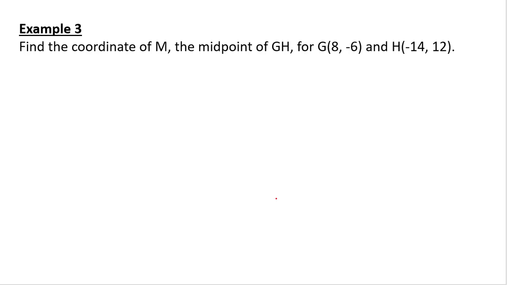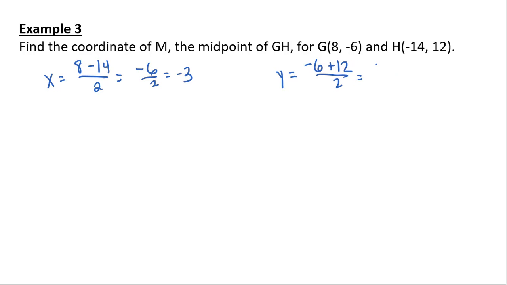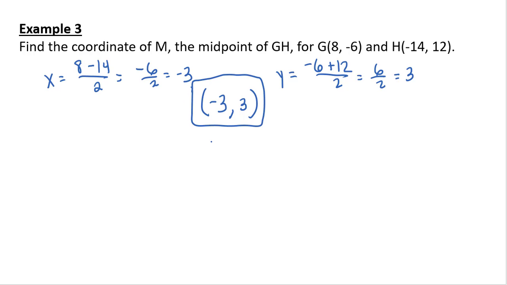Find the coordinate M, the midpoint of GH, for those two. So our midpoint is going to be 8 minus 14 over 2, and that ends up being negative 6 over 2, which is negative 3. The y coordinate is negative 6 plus 12 over 2. That's going to be 6 over 2, which is 3. So our midpoint, make sure you put it in coordinate form, is that.